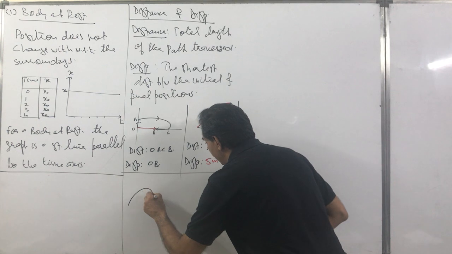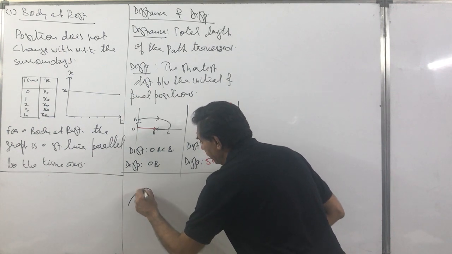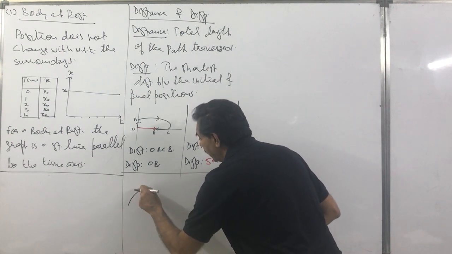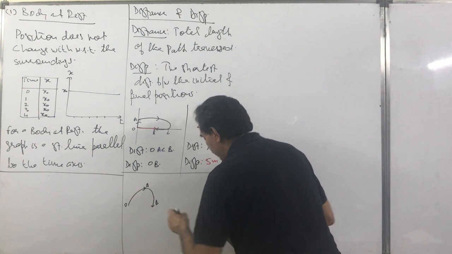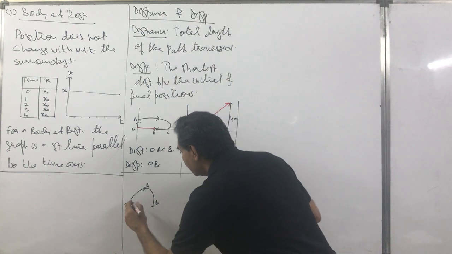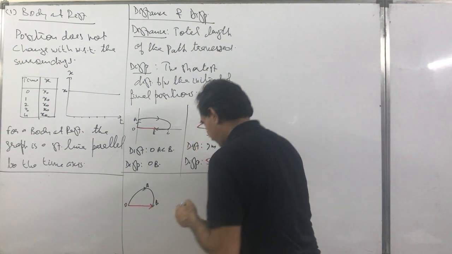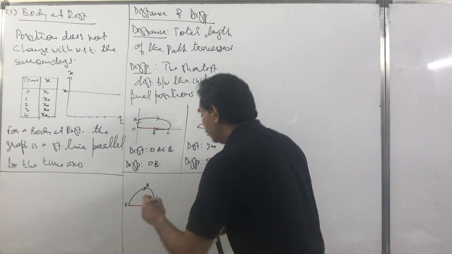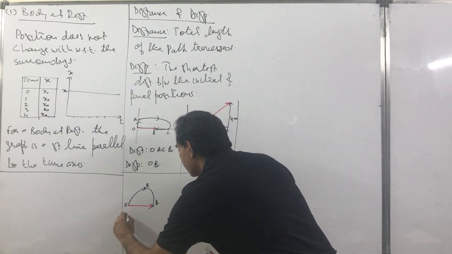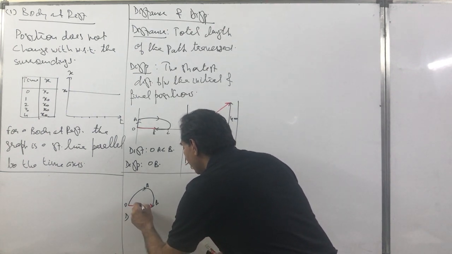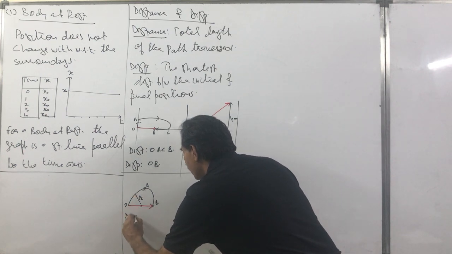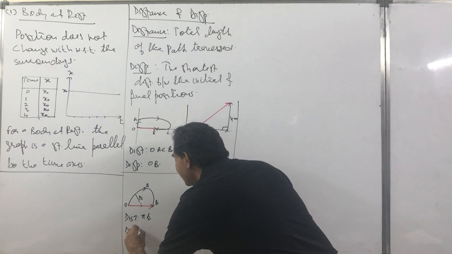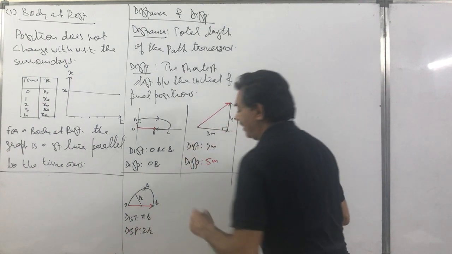Okay, another one. A particle is moving in a semicircle, OAB, and this is the displacement. Therefore, the distance traveled is, and it has a radius r, right? The radius is r. The distance traveled is pi r, whereas the displacement is 2r.